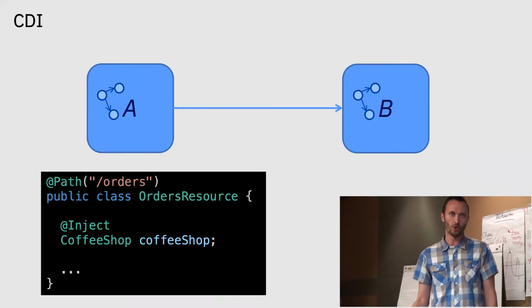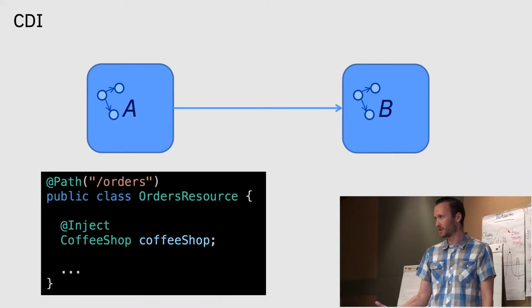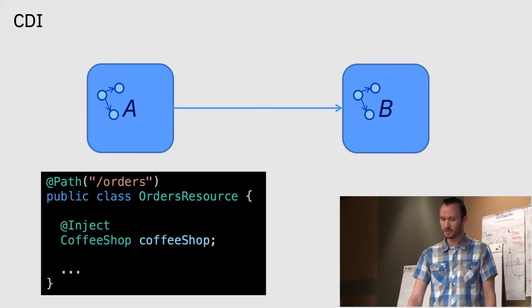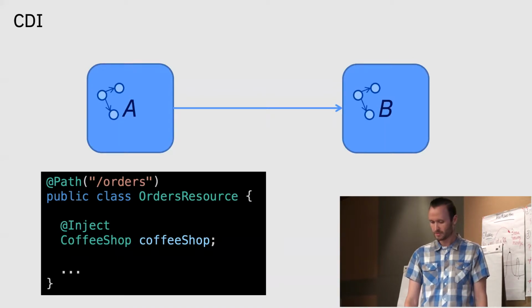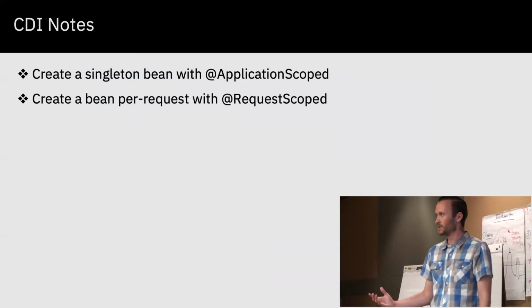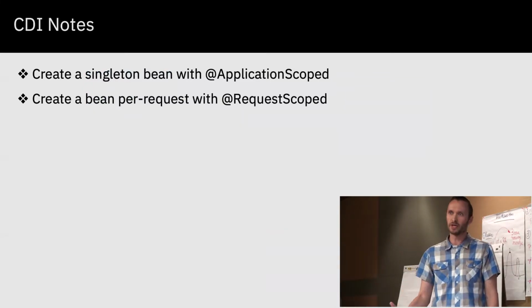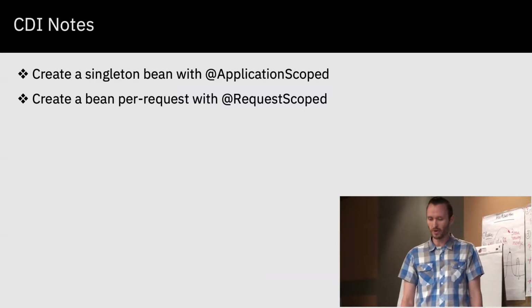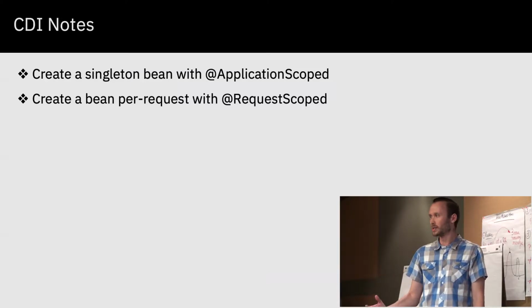So one of the major core components is called CDI, Context and Dependency Injection. So this is just a classic dependency injection framework. In this case, the @Inject annotation injects either a singleton or a request-based bean. Just a couple of notes for those that aren't aware. When you create the bean, you create the bean by either annotating it as a singleton with ApplicationScoped or per request with RequestScoped.